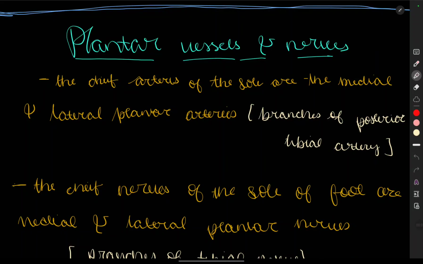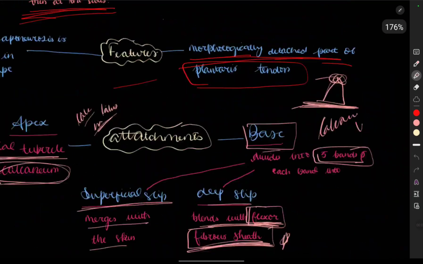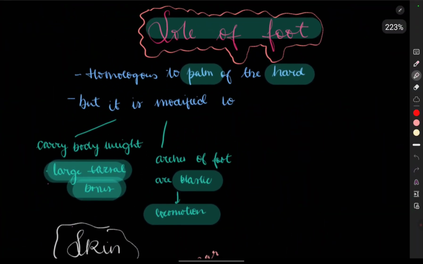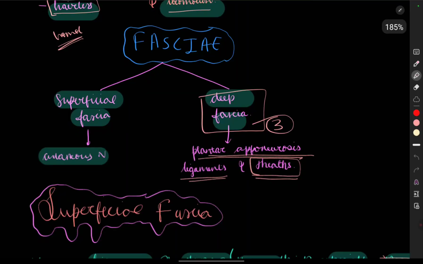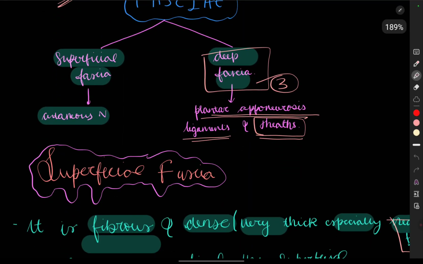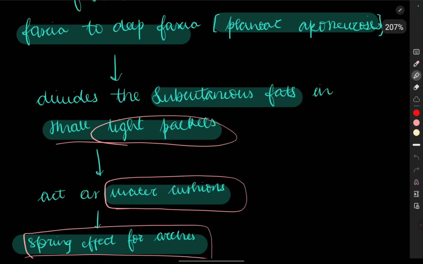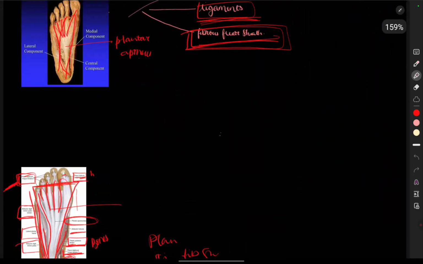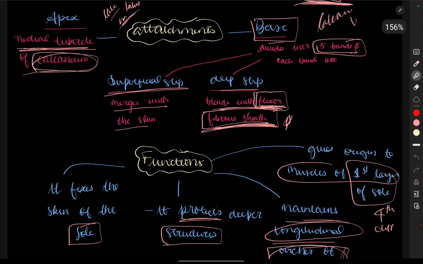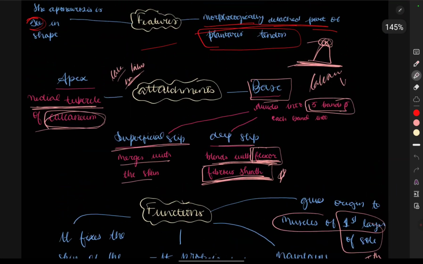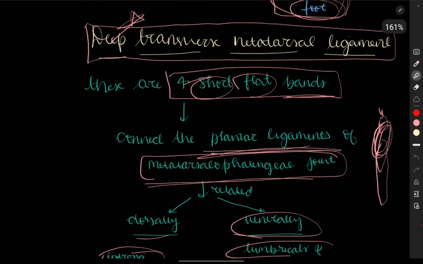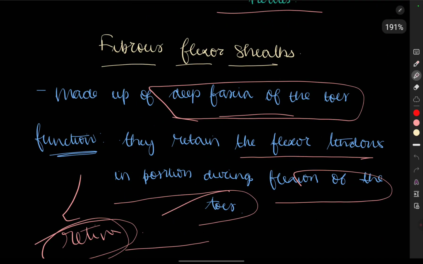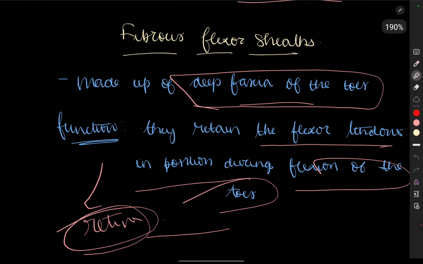Everyone, in the previous video we had already studied the sole of the foot. Let me show you what we studied: the skin, the fascia, that is the superficial fascia and the deep fascia, the contents, the superficial fascia in detail, the cutaneous nerve supply in detail, and then we studied the plantar aponeurosis, its functions and attachment features. We studied the deep transverse metatarsal ligament, and we also saw the fibrous flexor sheath, and this is where we ended our last video.